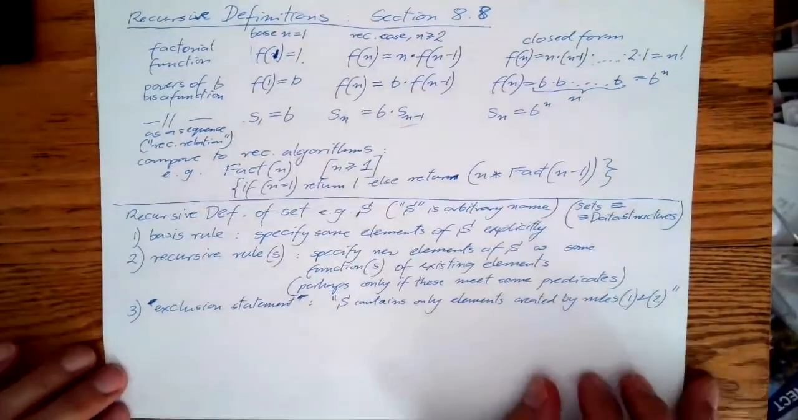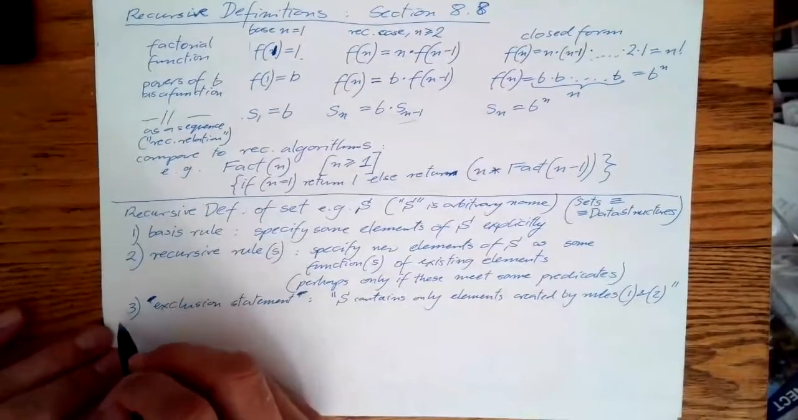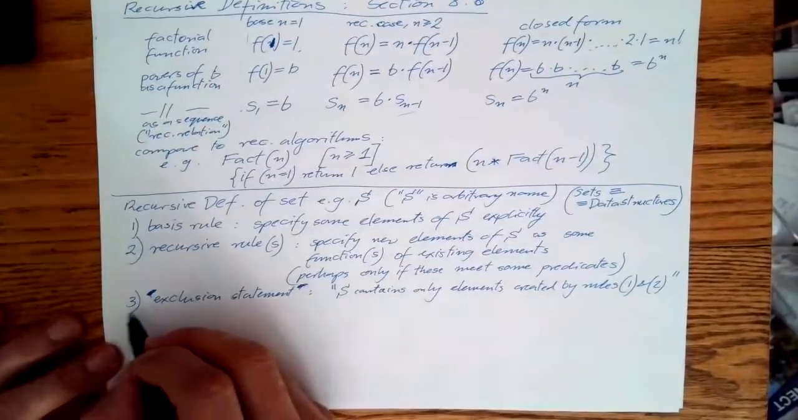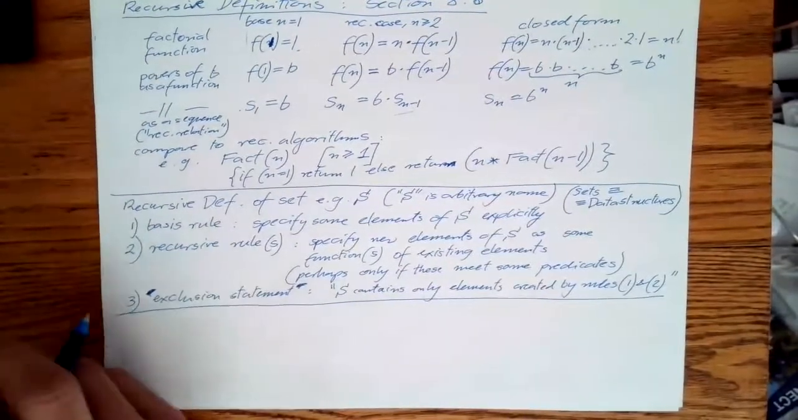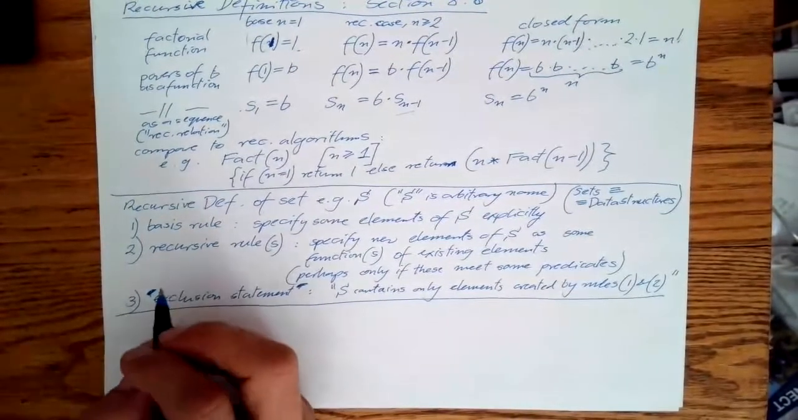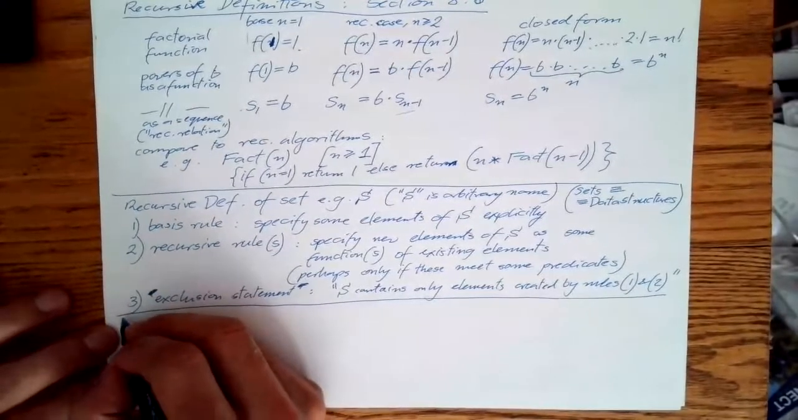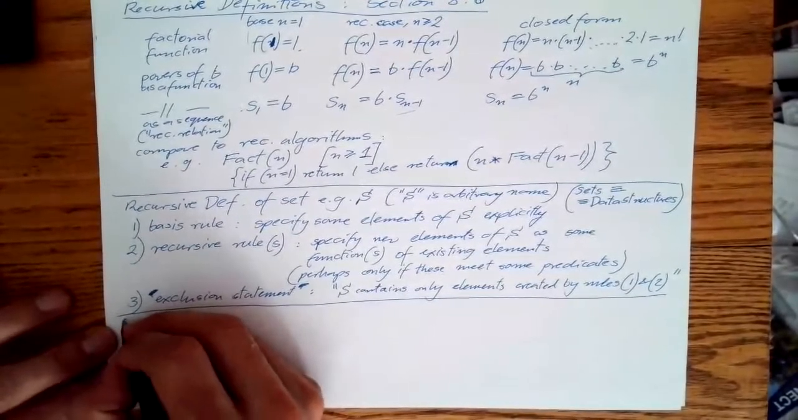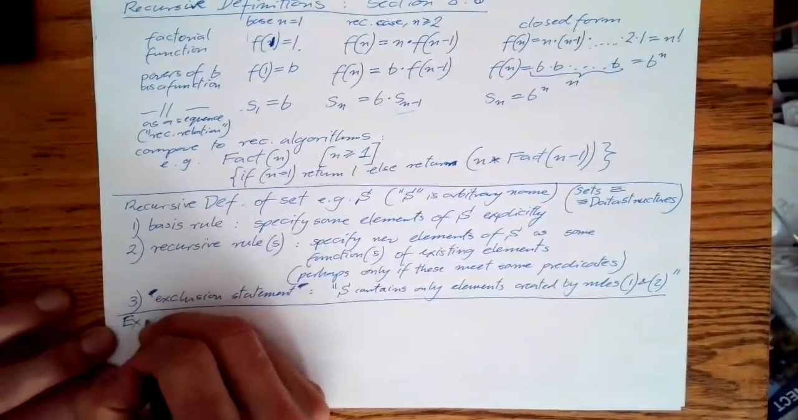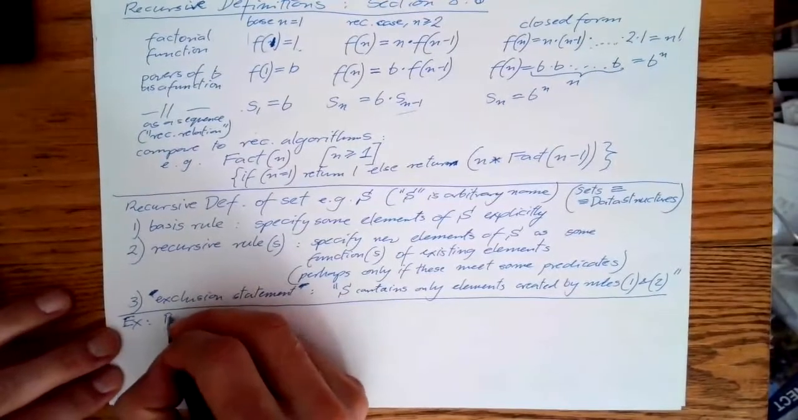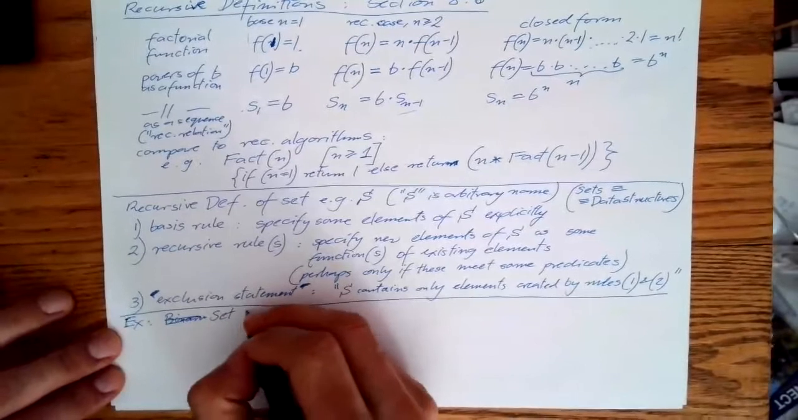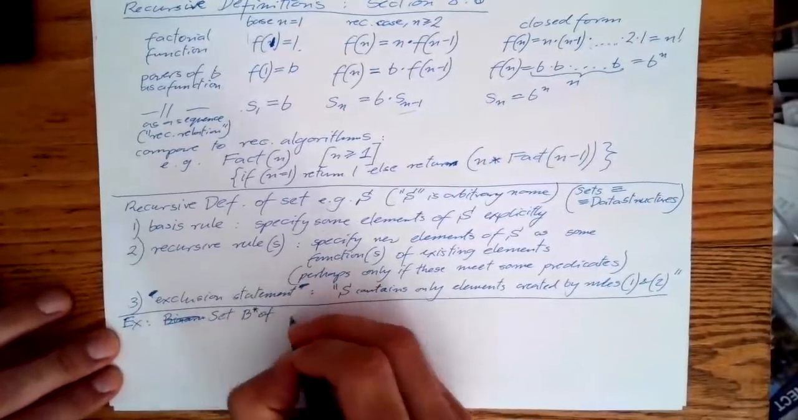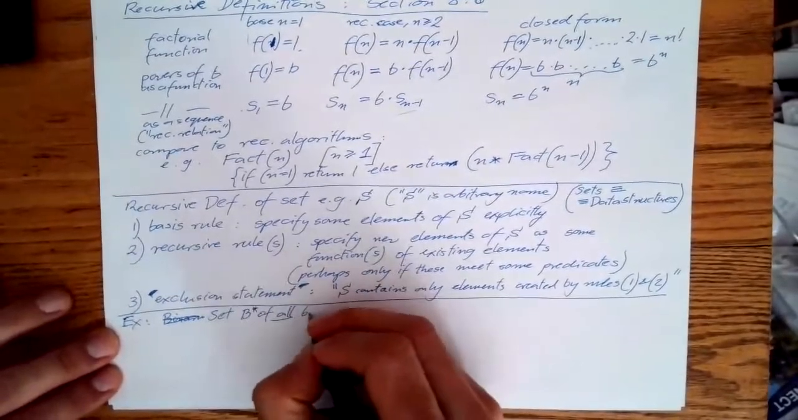Let's see this in an example. So here is an example. Binary strings: the set B star of all binary strings.